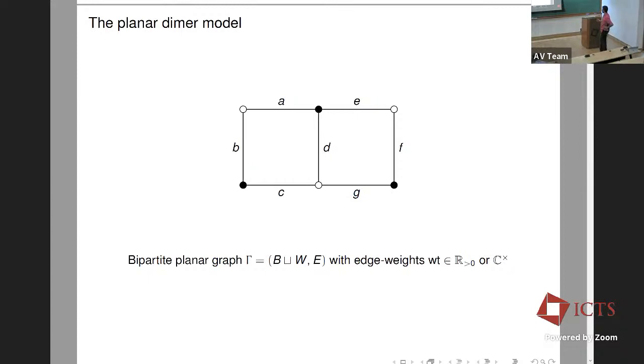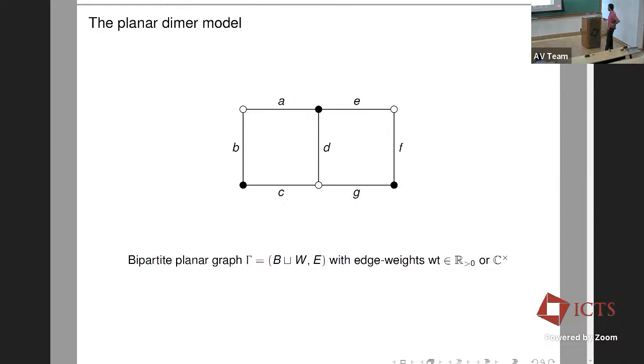So the planar dimer model is a very simple model in statistical mechanics. The setting is as follows. You have a bipartite graph in the plane, such as this graph over here. Bipartite means that all of its vertices are colored in two colors, say black and white, and all the edges are between black vertices and white vertices. So you don't have any black edges or white edges. And we assume that we have the same number of black and white vertices.